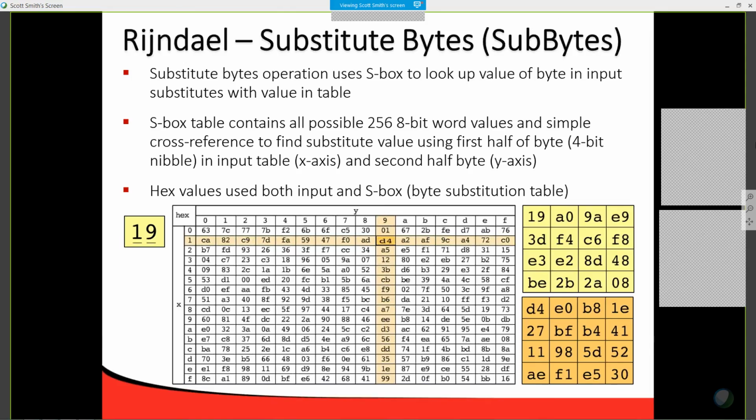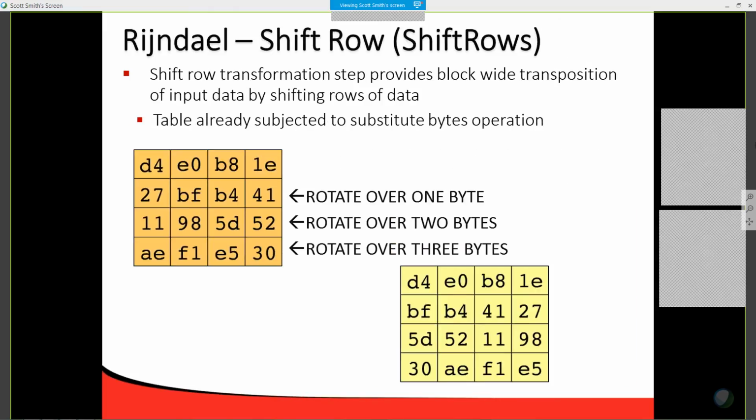Shift rows. Even simpler. You take that substitution block, you rotate over 1 byte on the second row, you rotate over 2 bytes on the third row, you rotate over 3 bytes on the fourth row. By rotate, you mean just like the 30 moves over to where the A is? Yeah, so notice that 27 BF B4, that's our substitution, that's after, okay. And then 27 moves over. Right. The 11 and the 98 move over, and so on. Right. That's the shift rows function.